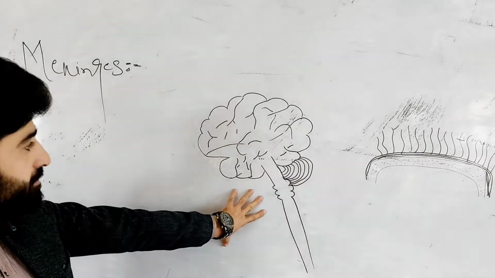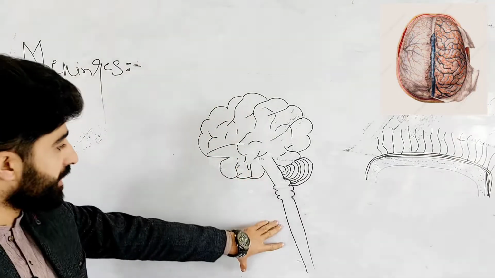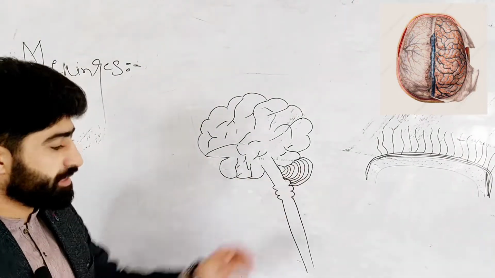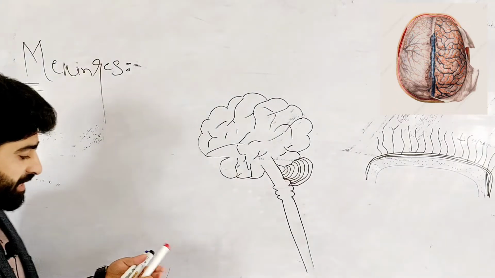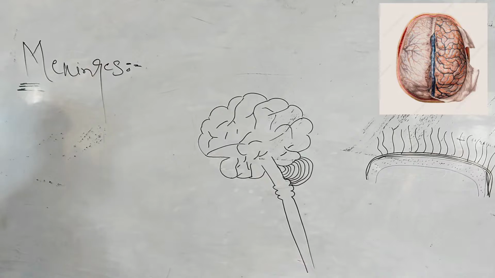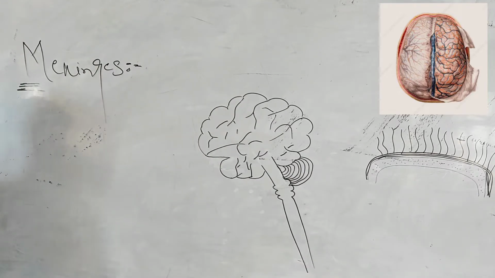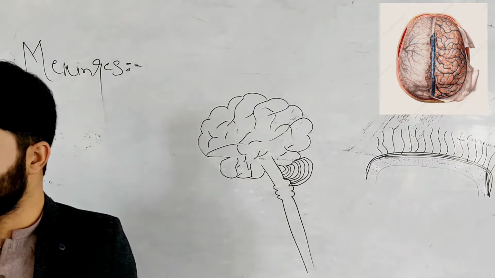This is the brain, the two hemispheres, the brainstem and spinal cord. Okay. Meninges is the membranous covering and protects the brain. Okay. The meninges is made up of three layers, three types of membranes.